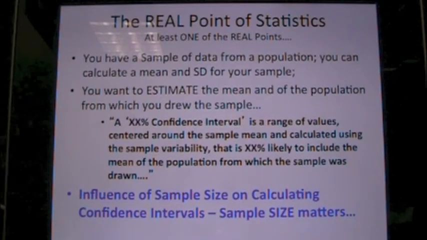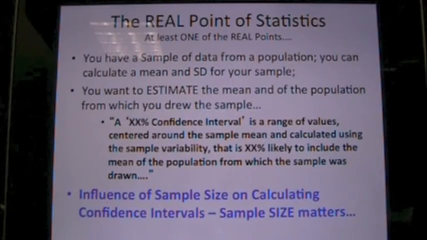But you know that it's probably not exactly that value, so you create a confidence interval, which means that I'm about 95% certain that the true population mean is in this window of values. A confidence interval is a range of values, centered around the sample mean, calculated using the sample variability, that's likely to include the population mean from which the sample was drawn. Confidence intervals are dependent on two things. One is the sample size, and the other is the sample variability.